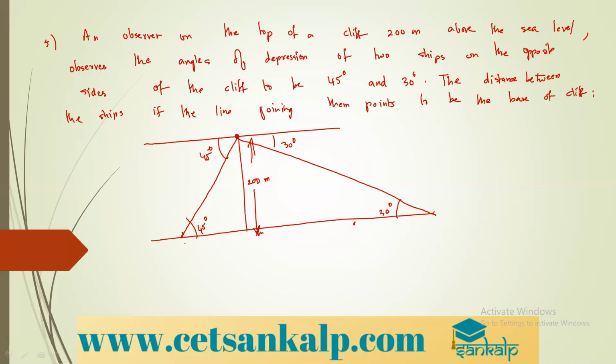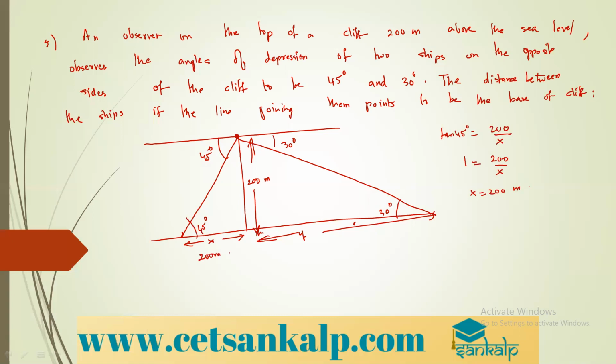We will take this distance as x and this distance as y. Now you have to find the distance between the two ships. So from one triangle, tan 45 degrees is 200 by x. Because tan 45 degrees is 1, you can say x will be 200 meters.